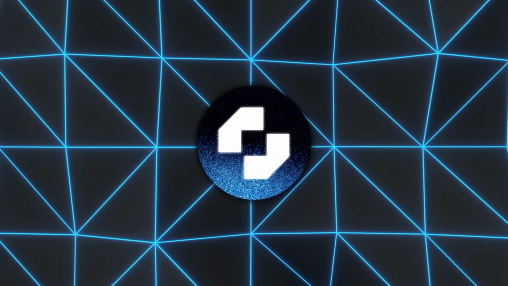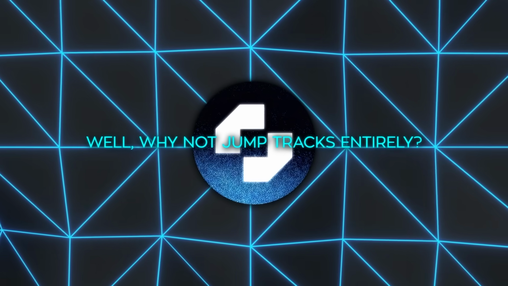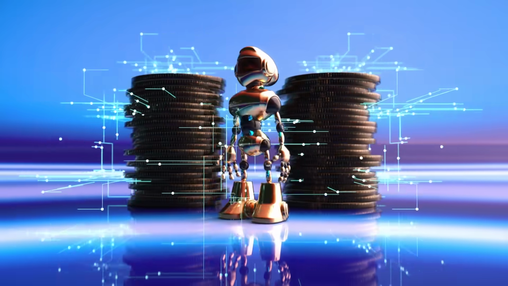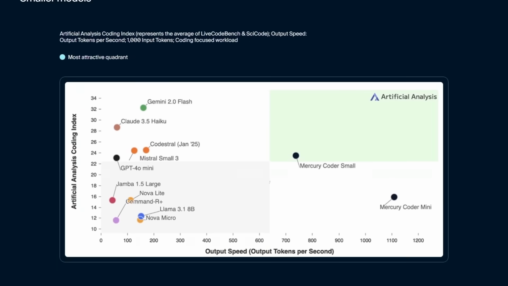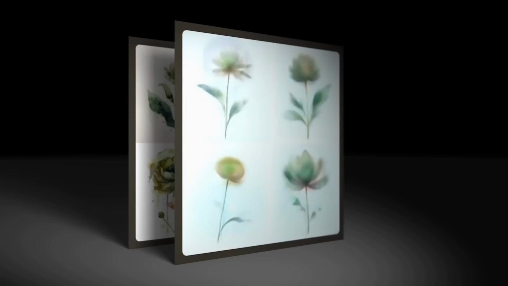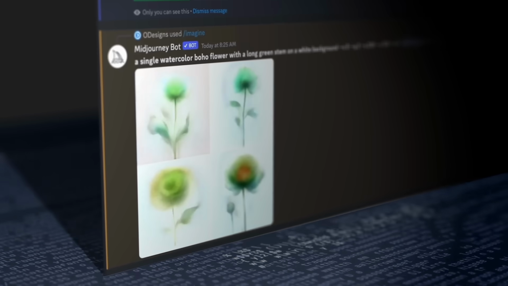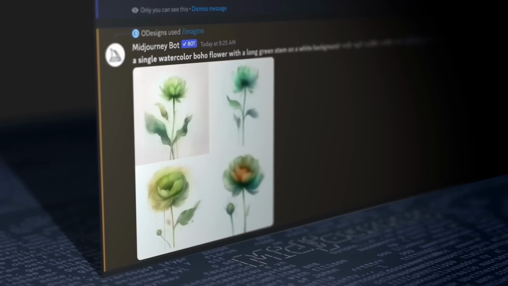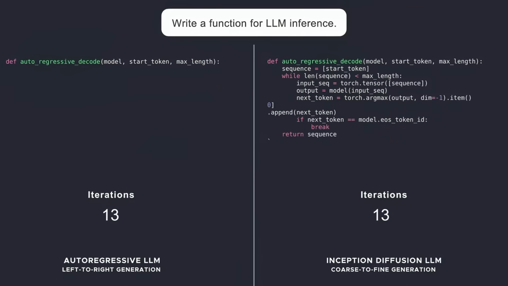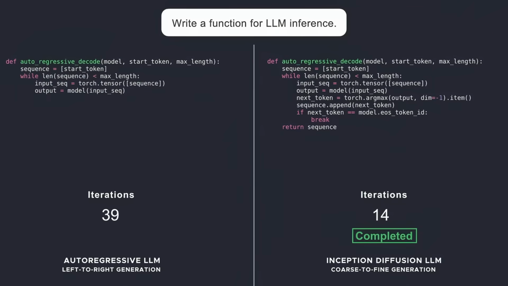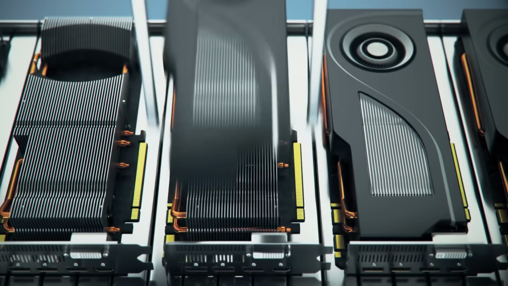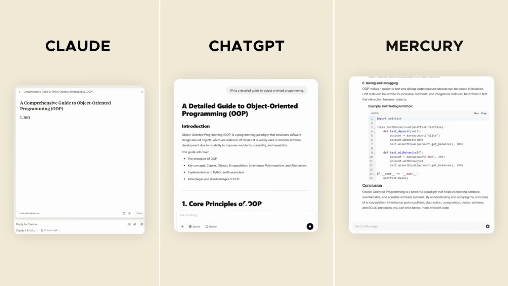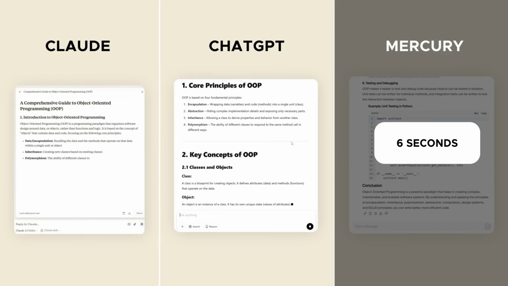Inception Labs looked at that bottleneck and said, well, why not jump tracks entirely? Instead of guessing tokens one after another, their new model family called Mercury uses diffusion, the same broad idea that has made image generators so good. With diffusion, you start from random noise and tidy it up step by step. But here, those steps happen across every position in the sentence at once. Because a modern GPU can crunch loads of matrix math in one go, Mercury ends up blasting out code far faster than the older approach.